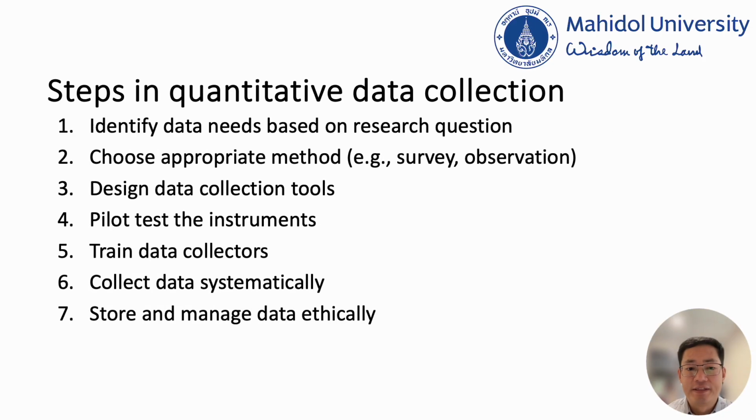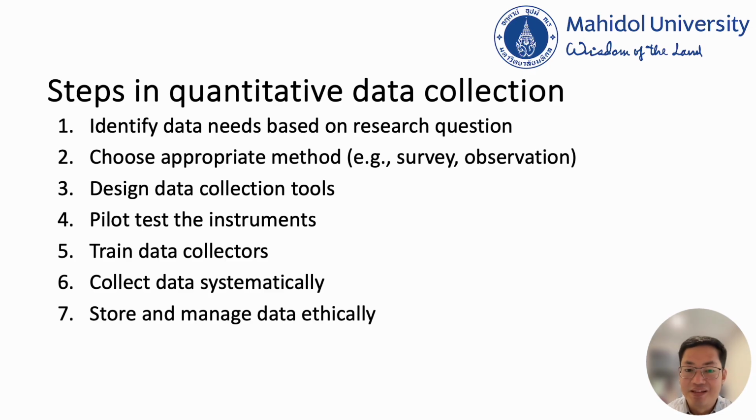This slide shows the step-by-step process of collecting quantitative data. It begins with identifying what data you need based on your research questions and hypotheses. Then you select the most appropriate method, like a survey or structured observation. Next, you design your tools carefully, making sure questions are clear and relevant. A pilot test helps you check for issues before full-scale data collection.